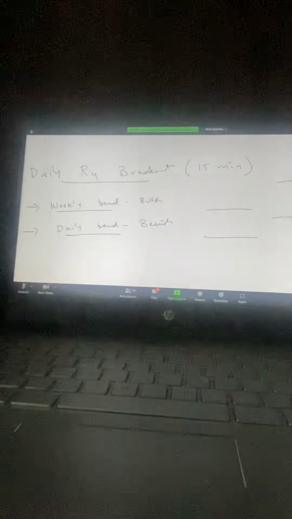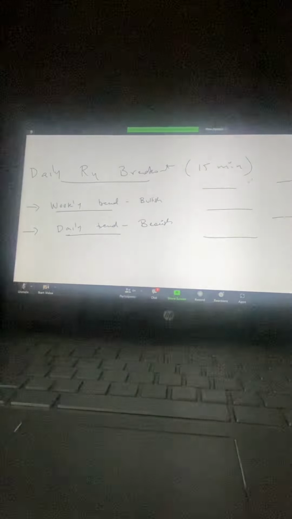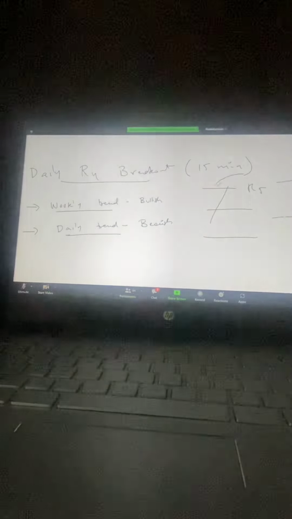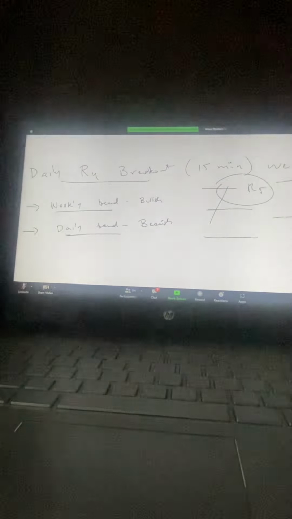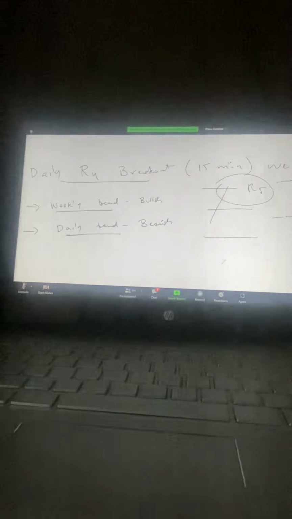कि जो weekly pivots हैं, R3, R4, S3, S4, उसमें recently R5 was achieved. So weekly trend is bullish. Okay, this is on weekly pivots and 1 hour time frame. But in daily pivots, what has happened is recently S5 was achieved. So weekly trend is bullish, daily trend is bearish. Okay, this is the condition that you have to look for.